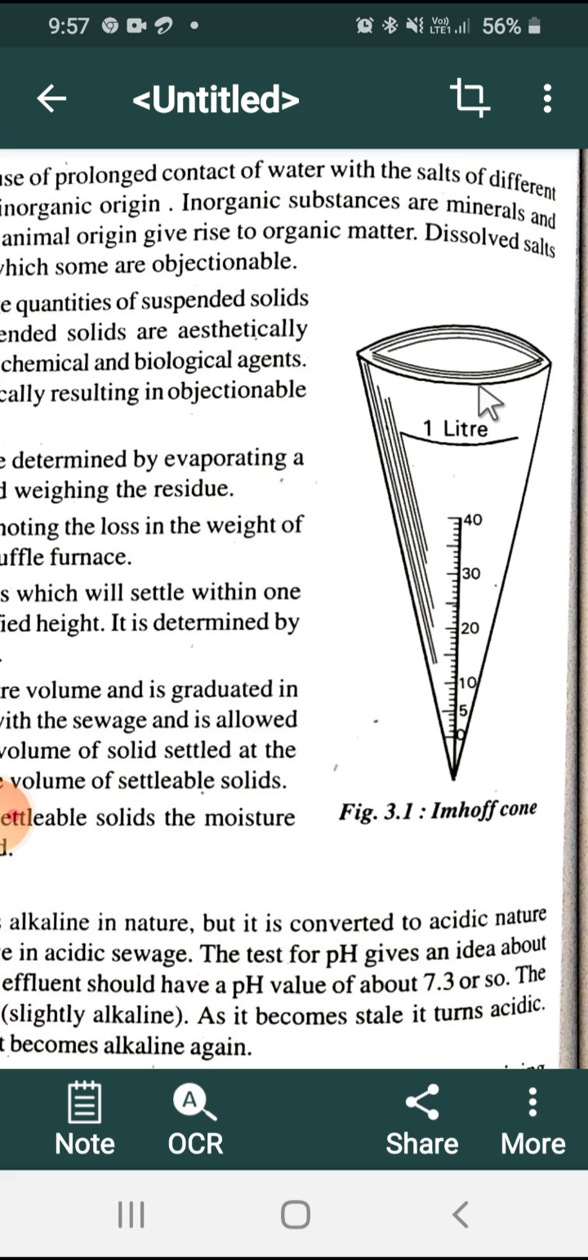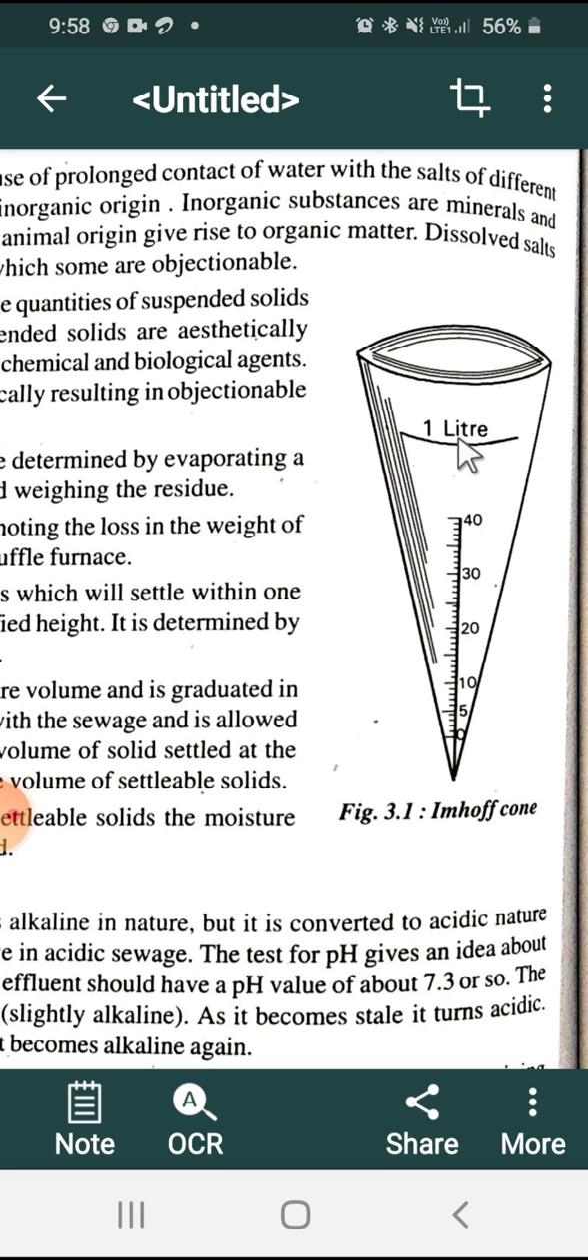It is a glassware, cone shaped one. This capacity is 1 liter. You have to mix your sample and put it into this glassware. This glassware is called the Imhoff cone. See, you put 1 liter of water exactly up to this level.